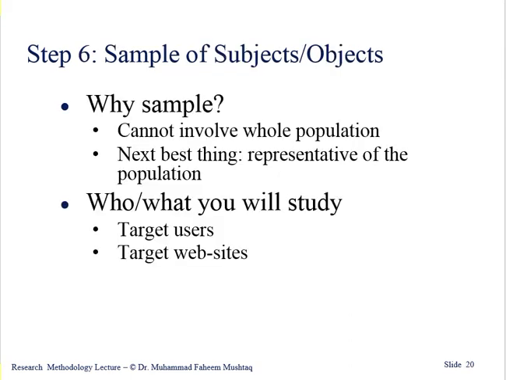Step 6 is the sample of subjects or objects. Why sample? We cannot involve the whole population. The next best thing is a representative of the population.